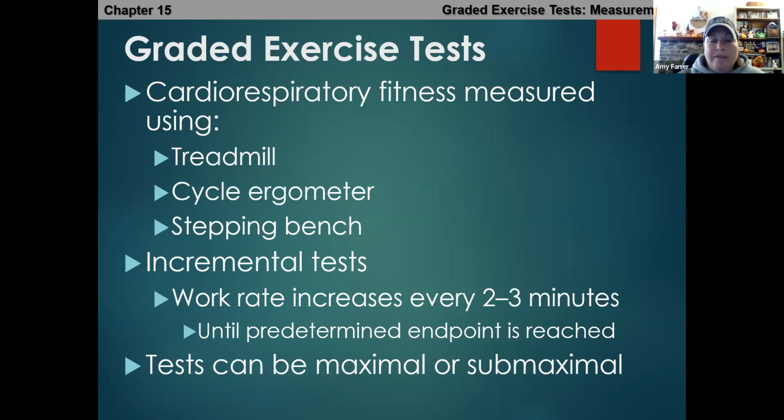So we talked about field tests. Now we can look at graded tests. We can use a treadmill, a cycle, a step bench. You're going to see changes in work rate every 2 to 3 minutes. Remember, since we changed the stage, we have to re-hit that steady state, make sure we're working, and keep going. These generally are not going to take you to your maximum capacity. There'll be a predetermined endpoint for these tests. They can be maximal, but most of the time they're completed in a submaximal fashion.